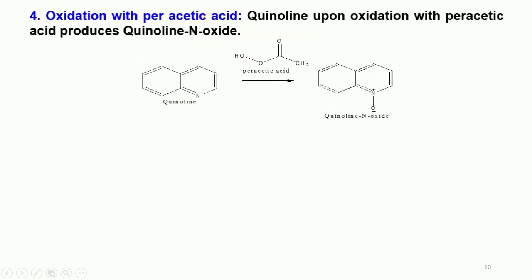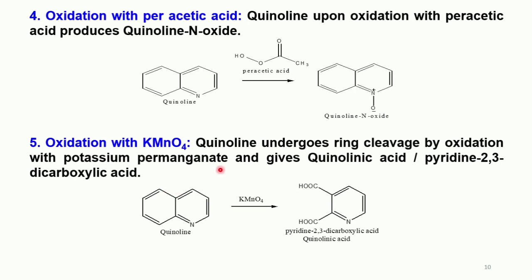Coming to the next reaction, that is oxidation with peracetic acid. Quinoline easily undergoes oxidation with peracetic acid. It is a strong acid and it is going to give the N-oxide, that is quinoline N-oxide. Now if you see the oxidation with potassium permanganate, quinoline undergoes ring cleavage.